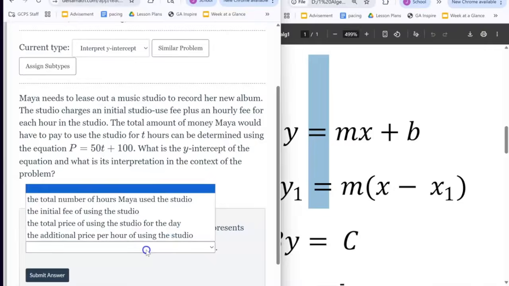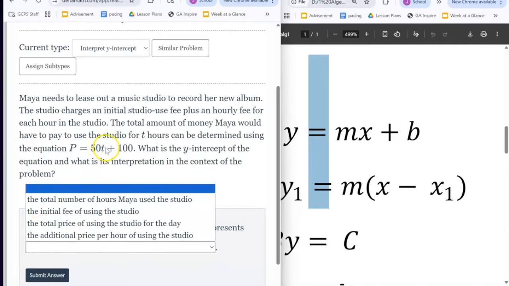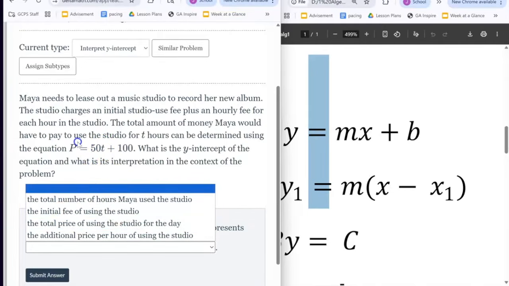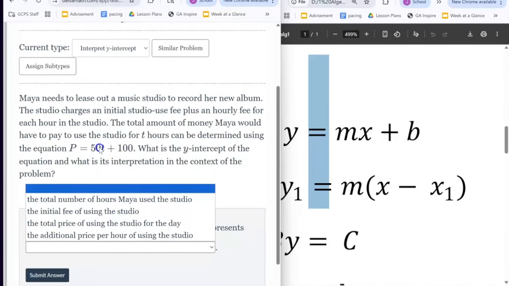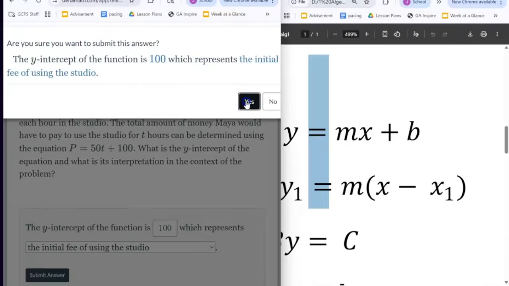And what does it mean? It's the amount she has to pay for the studio. So the total number of hours, no. The total number of hours that she would need to be there is T. The initial fee, yes. The total price of using, no, the total price would be P, because you're going to take the initial plus however many hours she's been there times 50. The additional price per hour of using the studio, no, the additional price is 50. So again, 100 is the initial, the start, what you begin with: the initial fee of using the studio.